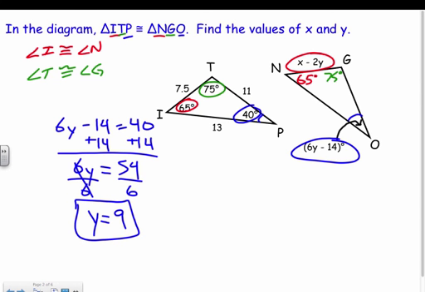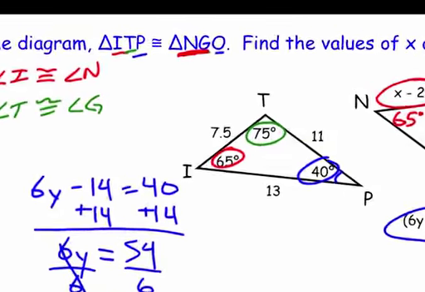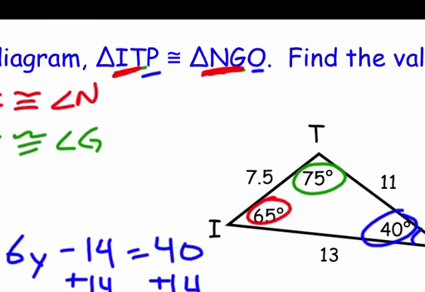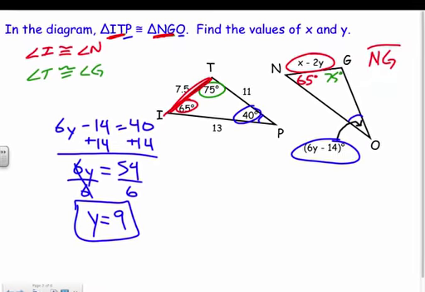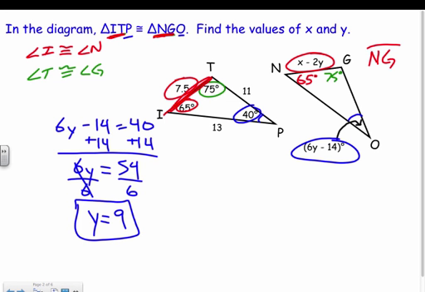And that's for NG, right? That's for the segment NG. Well, here's NG. So that's going to correspond to IT, isn't it? Because those are the first two letters. So IT is right here. So I'm going to set that equal to 7.5. So x minus 2y equals 7.5.